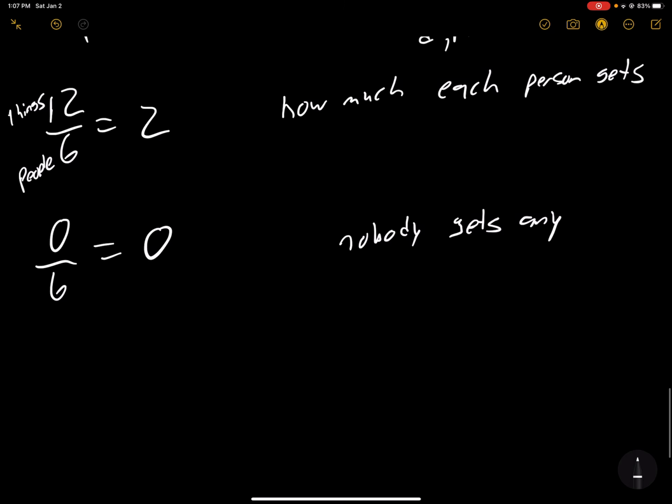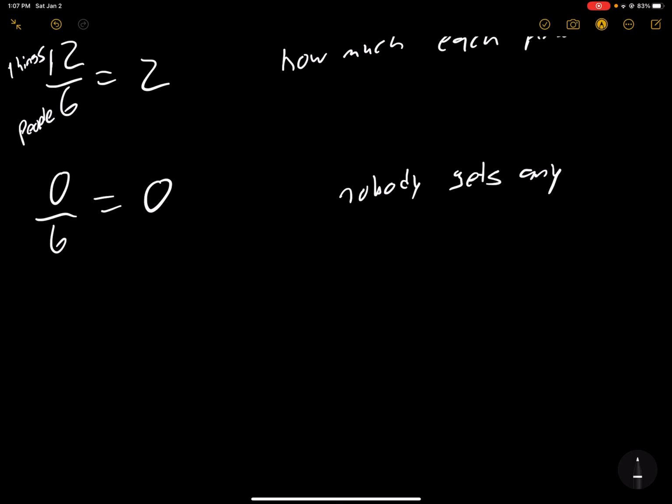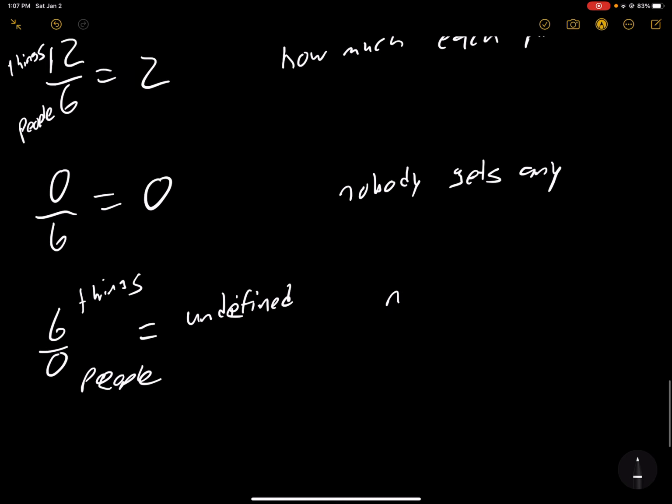And even better, it helps to explain that really confusing topic of 6 over 0. In this case, we have 6 things, but we have 0 people. We have 6 things, 0 people. So how many does each person get is not really a question that makes sense. So we say that the answer to this is actually undefined. In this case, nobody is home to eat any pizza. Nobody is home. And that's our rational numbers.